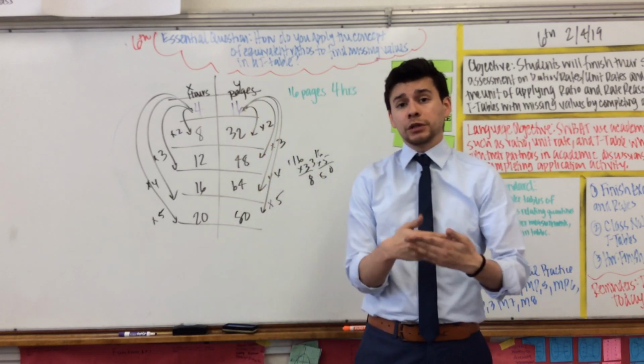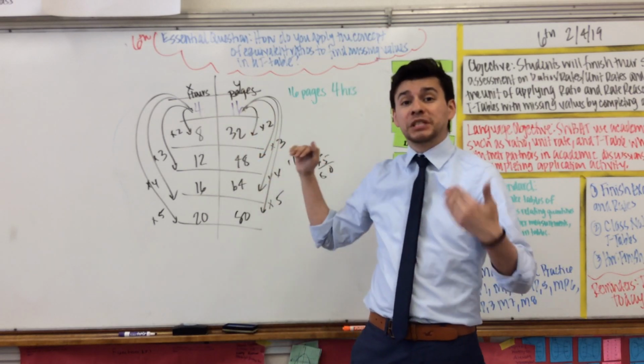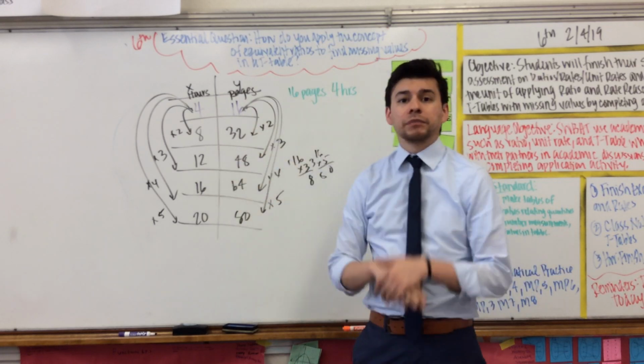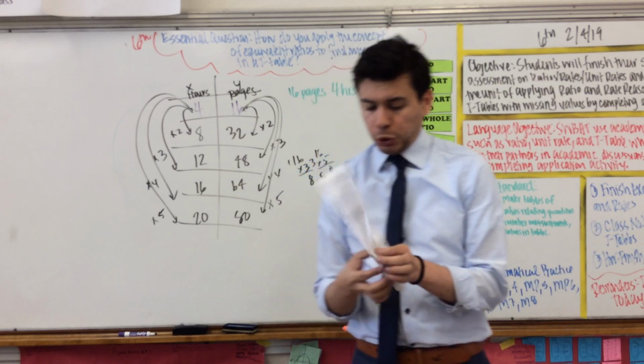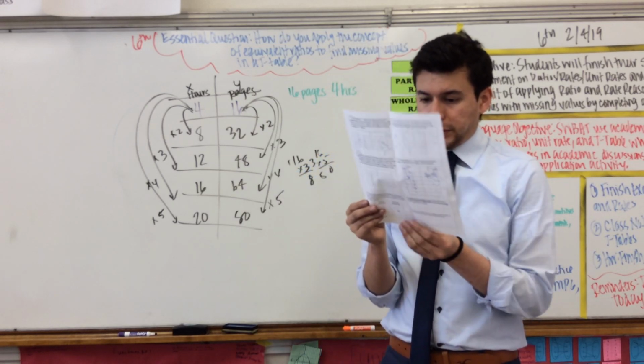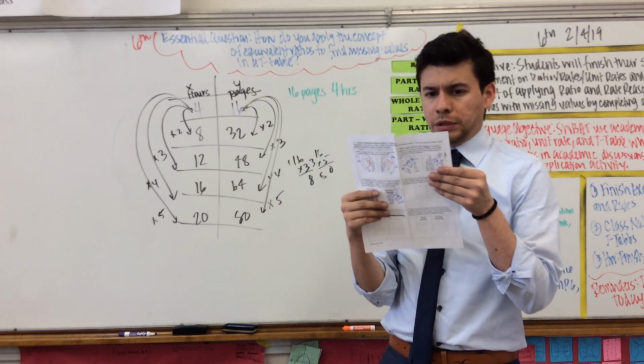I suggest you reduce first. What we found: find the unit rate first if it's possible, and then you could do this. If you can't, then you could stick with this one. I'm going to do, let's go to number 7.